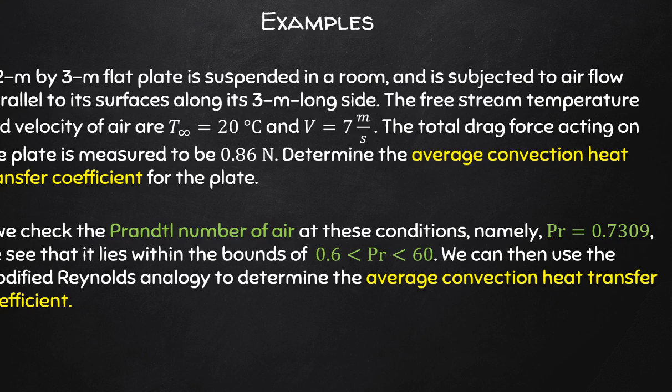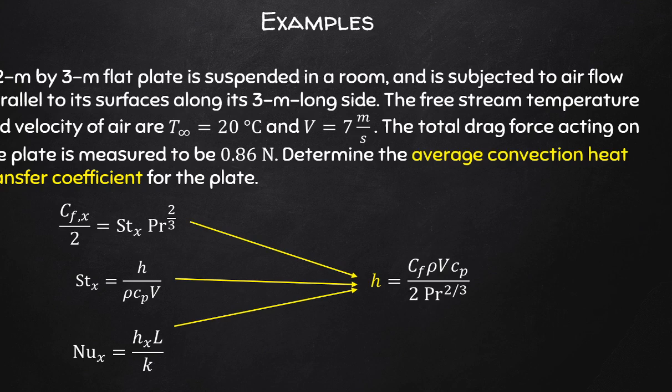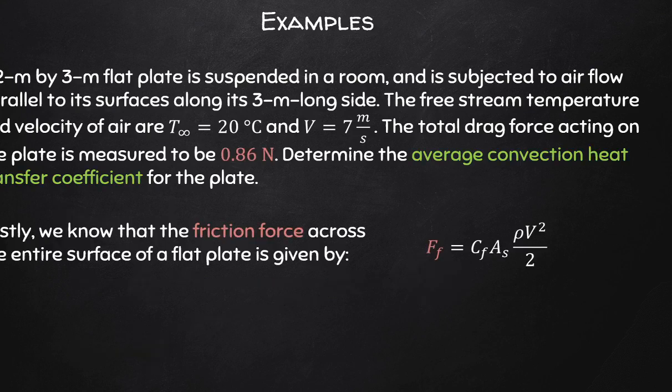So for this example, we will use the modified Reynolds analogy, since the Prandtl number lies within this required range. By using the Nusselt number as well, along with the Reynolds analogy, we can obtain a suitable relation for determining the convective heat transfer coefficient. And what we will now need further is an equation to determine f prime, or Cf, in this case.